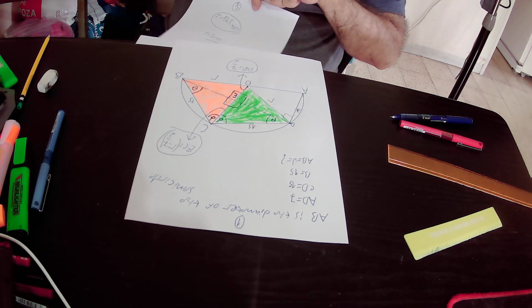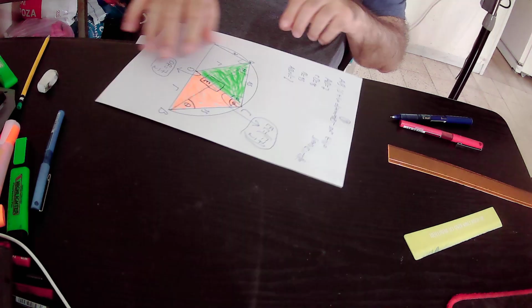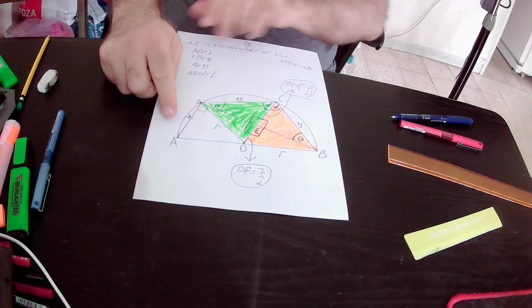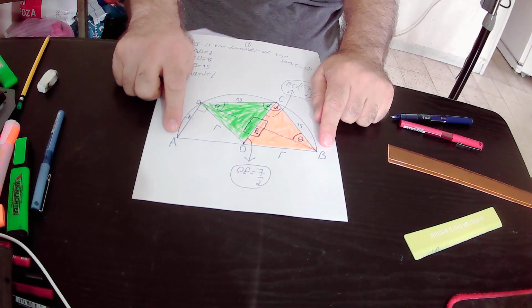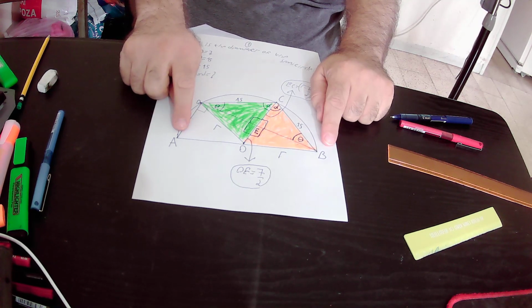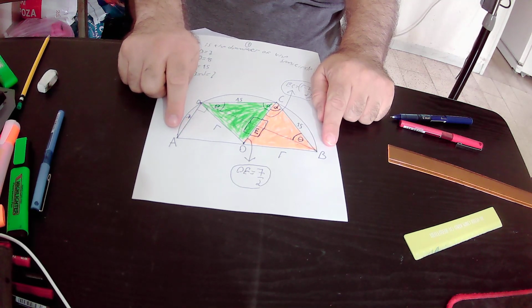So the final answer to the question is that the diameter of this semicircle, that is actually AB and that is actually 2 times the radius of the semicircle, equals 25 units.